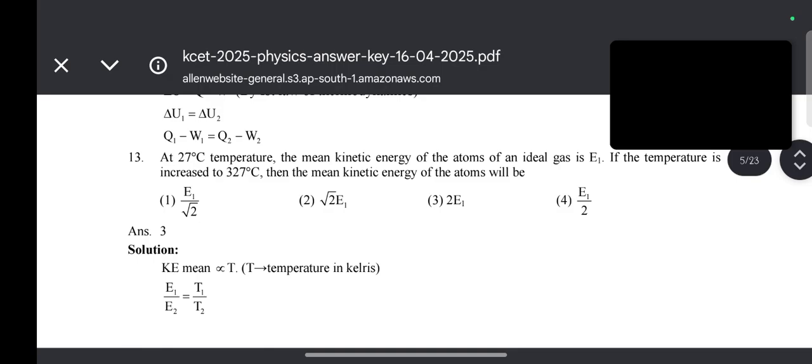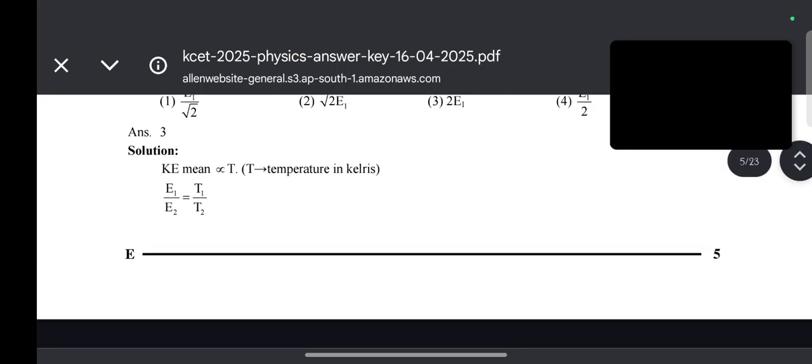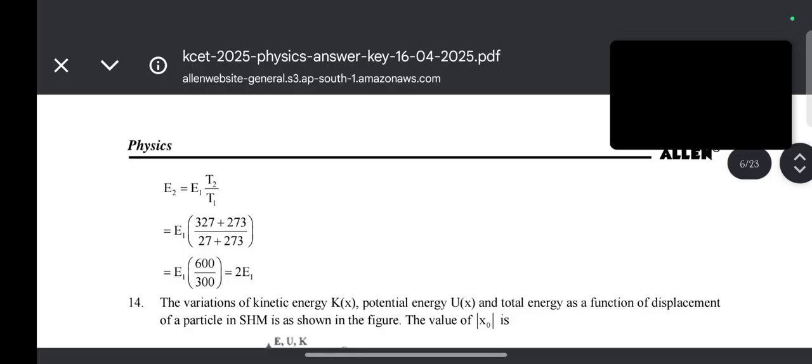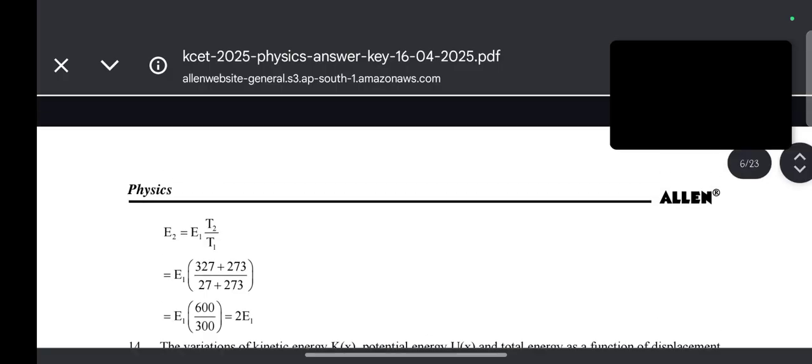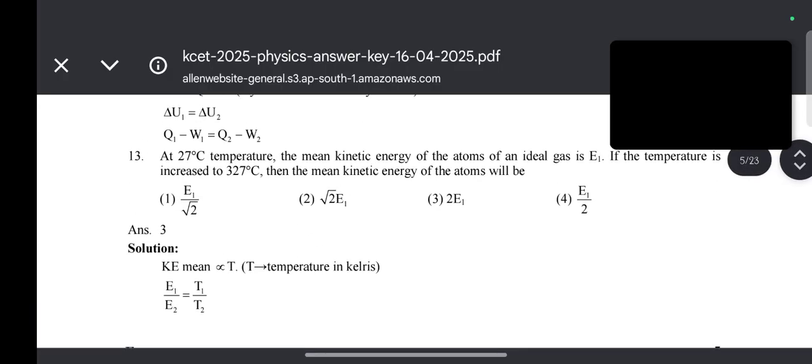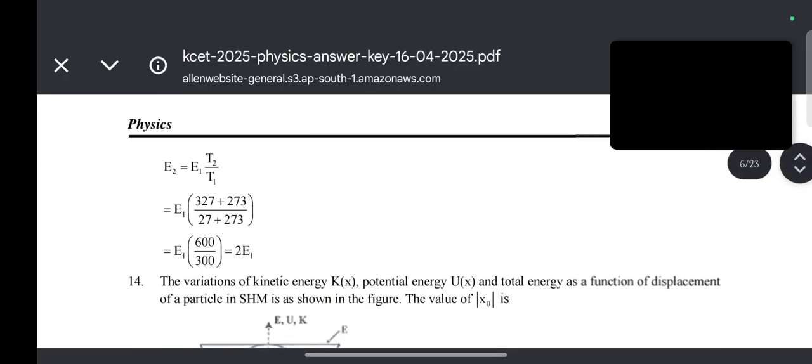So the mean kinetic energy is proportional to T. So E1 by E2 is equal to T1 by T2. Therefore E2 is equal to E1 into T2 by T1, which is E1 times (327 plus 273) by (27 plus 273). So that is 600 by 300, which is equal to 2E1. Therefore the correct option is option 3.